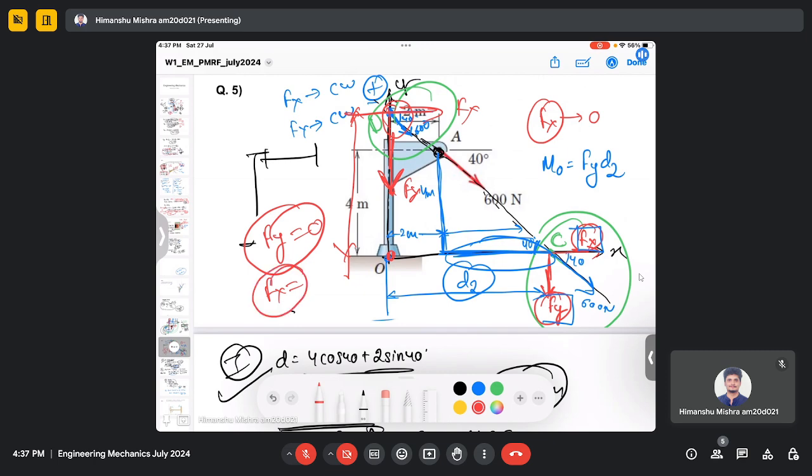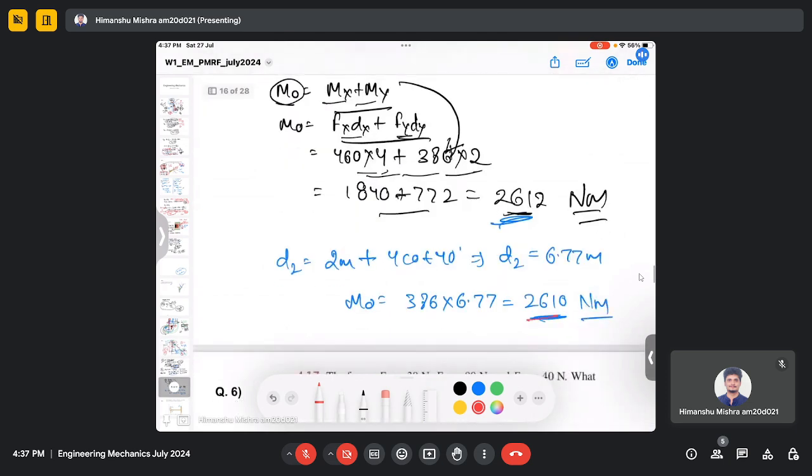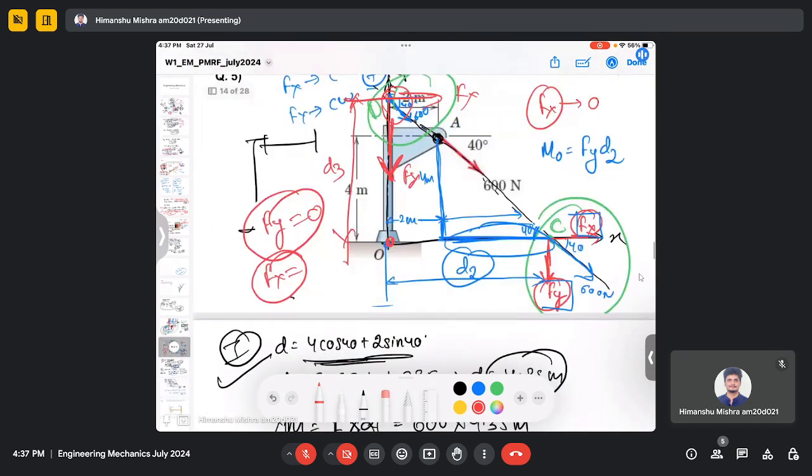And you need to define the perpendicular distance, let's say d3. Once you calculate d3, you will get the same answer. In the previous one, the same thing happened. The moment due to Fx is 0, and there is a moment due to only Fy, and you need to calculate d2. So we calculated d2, and we actually calculated moment M0 after calculating the perpendicular distance d2.